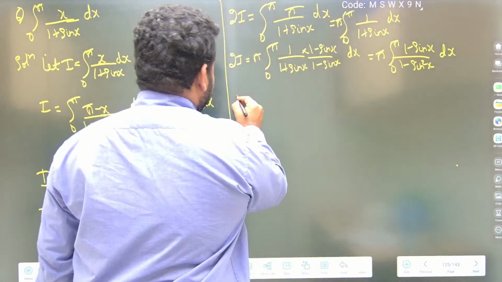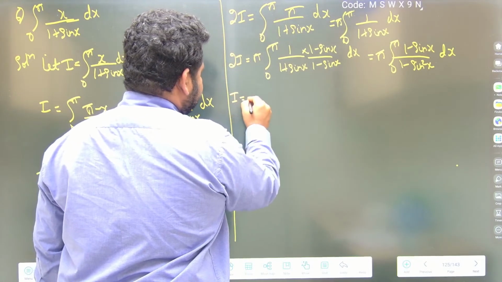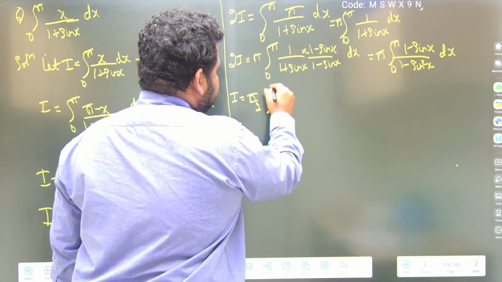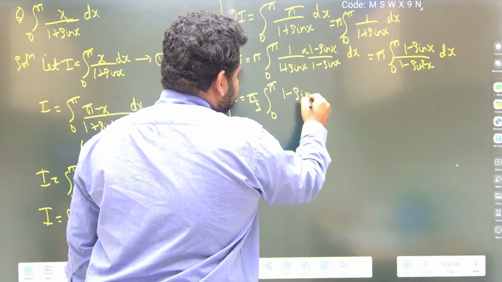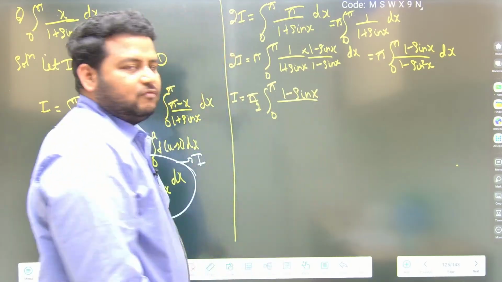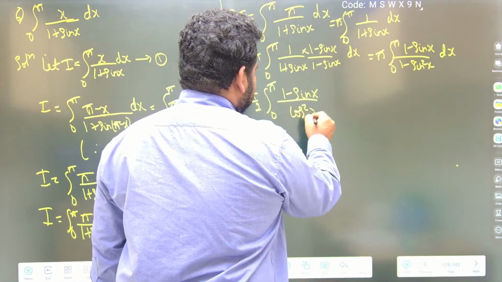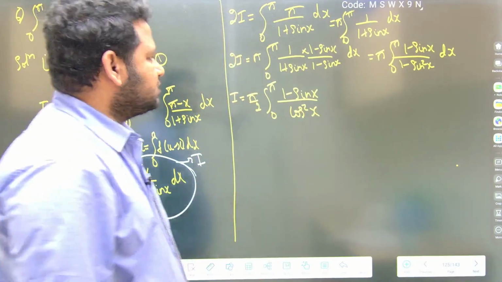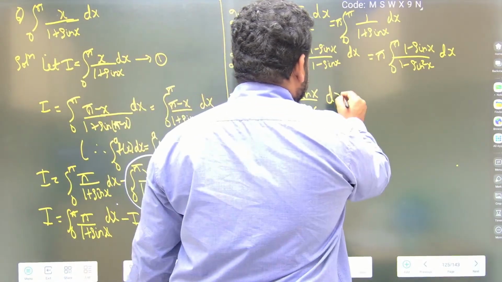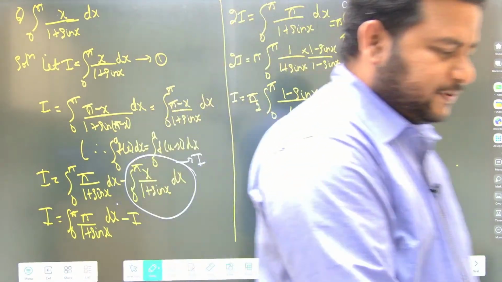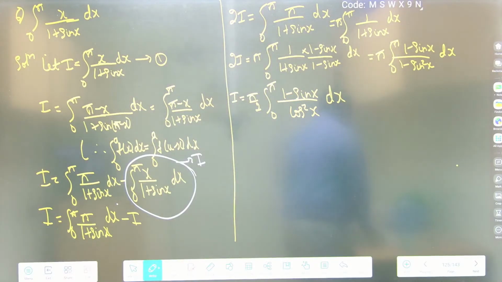Now this 2I, or I will write I is equal to pi by 2, 0 to pi, 1 minus sin x. 1 minus sin square x is what, friends? That is nothing but equal to cos square x dx. I hope it is clear till here to all of you.